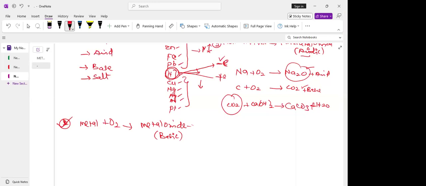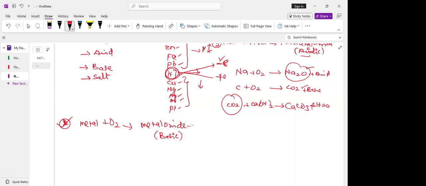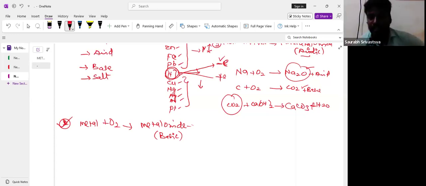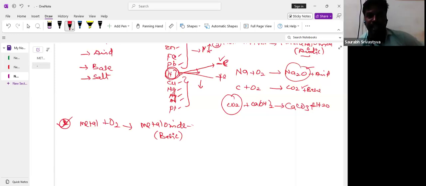The option they will give, sir, metal plus oxygen. Yes, sir. Why is metal oxide basic in nature? It is actually that it will behave like that, sir. Why? Why means that is the nature.